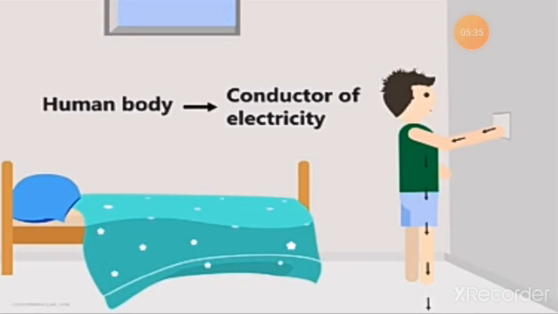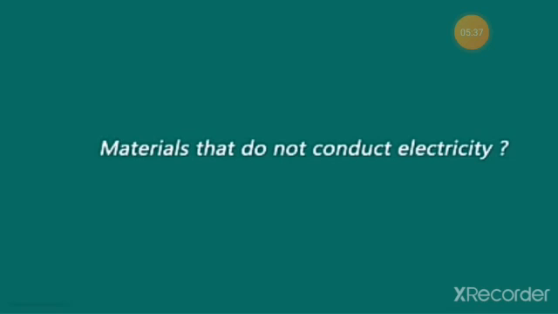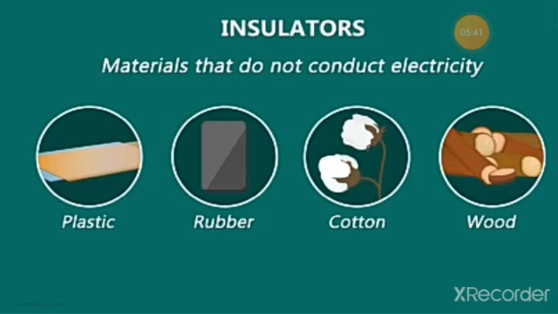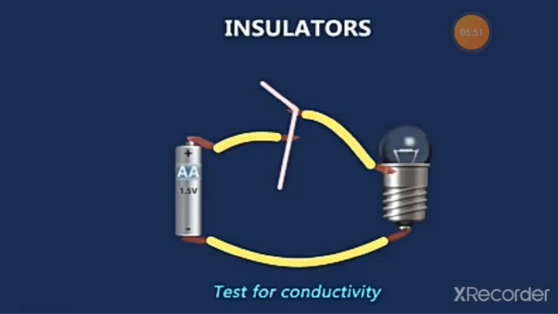Now, what are the materials that do not conduct electricity? Materials such as plastic, rubber, cotton and wool do not conduct electricity, so they are insulators. For instance, instead of an iron nail, if we connect a plastic straw in the circuit, then the bulb will not glow because plastic is a bad conductor of electricity, or it is also called an insulator.